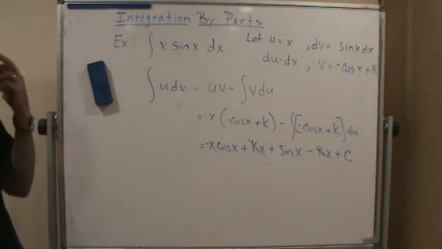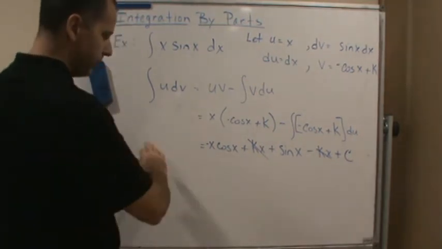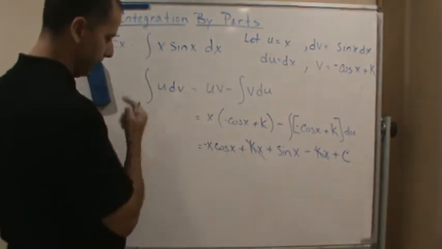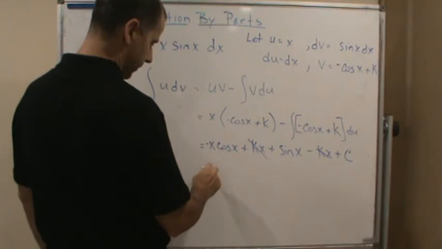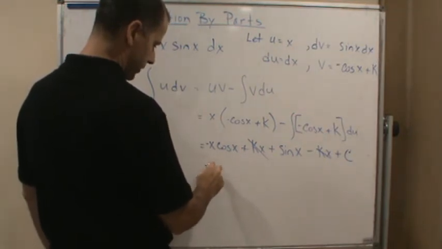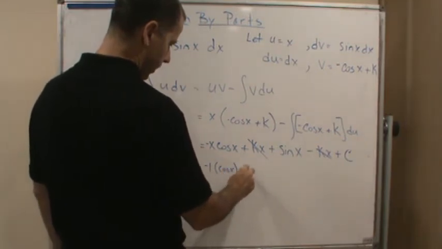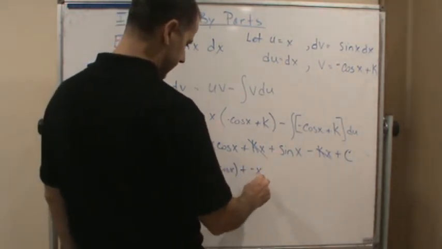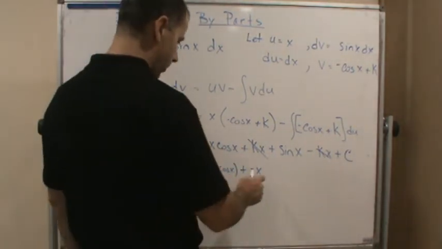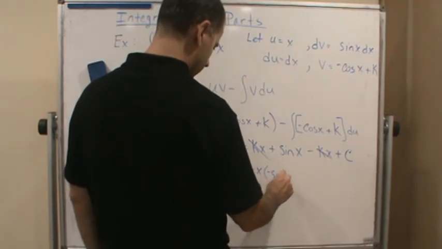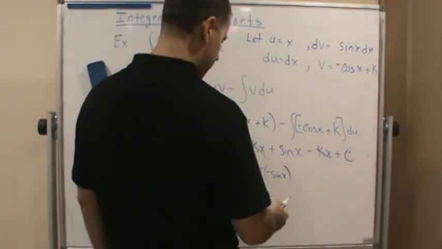Now, if you wanted to verify that you did this right, well, differentiate this. If I take the derivative of this thing, do I get back to where I started? Well, let's find out. If I take the derivative of this, I get the derivative of the first, which is negative 1, times the second, plus minus x times the derivative of the second, right? And so the derivative of the second is minus sine x.